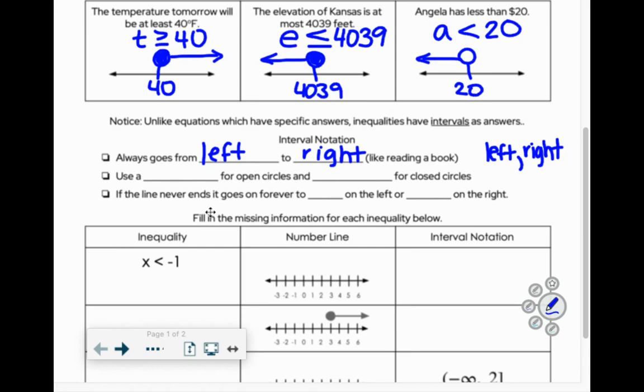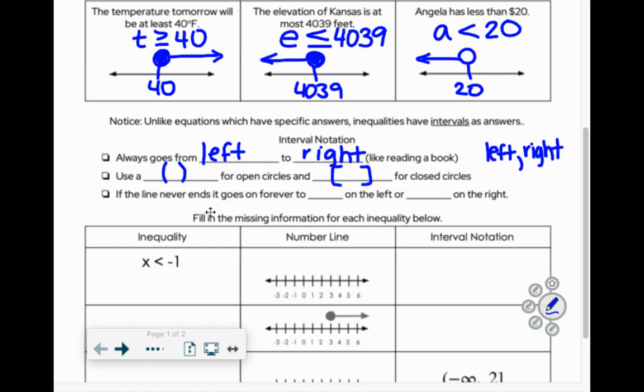Then on the ends, you're going to put parentheses or a bracket. You're going to use a parentheses if it has an open circle. So the open circle part you guys already know. We just talked about it, you guys all were on track with that. Then we're going to use a bracket, which is kind of like a square parentheses, only if it has a closed circle. Okay?